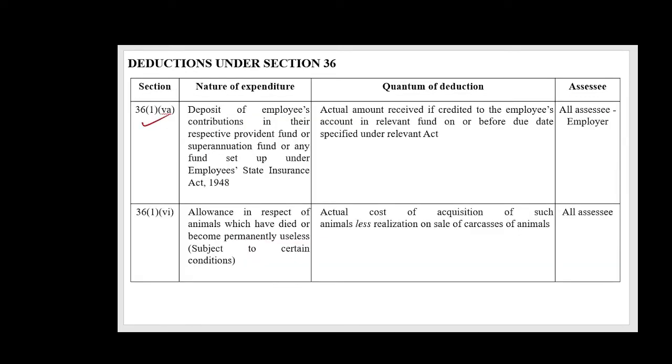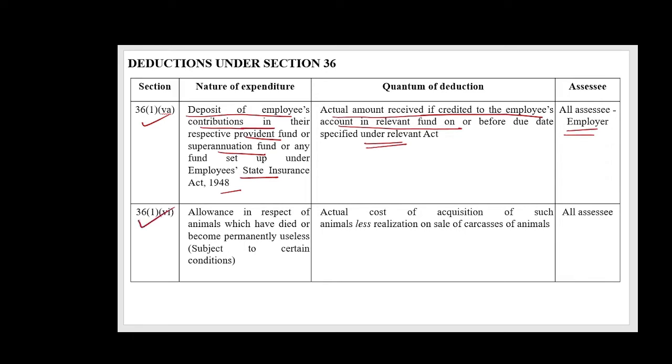Next is deduction under section 36, subsection 1, clause (va). Now this is in relation to deposit of the employee's contributions in the respective provident fund or superannuation fund or any fund which is set up under the Employees' State Insurance Act 1948. Quantum of deduction is actual amount received if it is credited to the employee's account in the relevant fund on or before the due date as specified under the relevant act, and this again is available to all assessee employers.